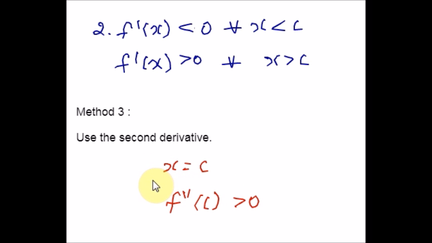Likewise, if x equals c is a critical point and f double dash of x is less than 0 for all x in the interval I, then we would know that the function was concave down in I and the absolute maximum of f of x in I would have to be at the same point x equals c. Hope you are clear with all the three methods. This is the information you should know about all the three methods. In our next video, we can see suitable examples for each of the methods.